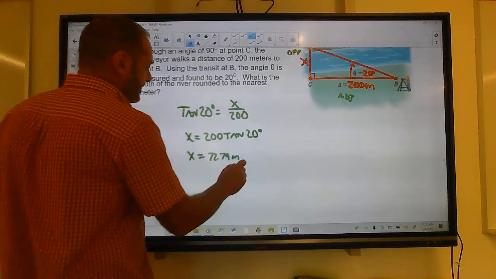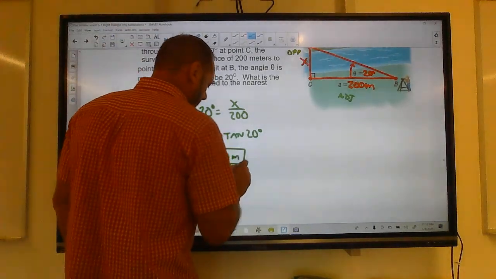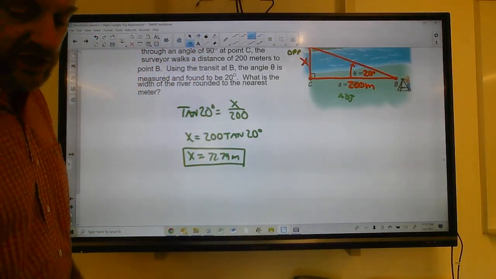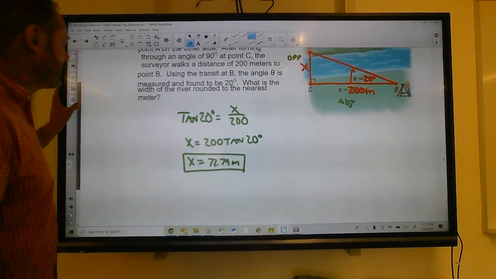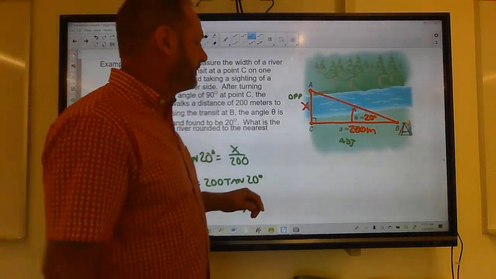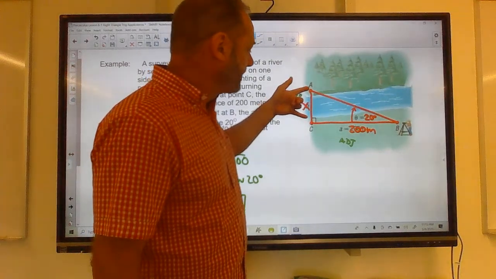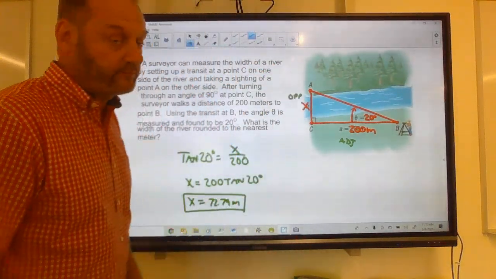So he got the distance across the river, never got wet. It's like math magic. He measured something without measuring it. All right, he never went across here, but he knows the distance.